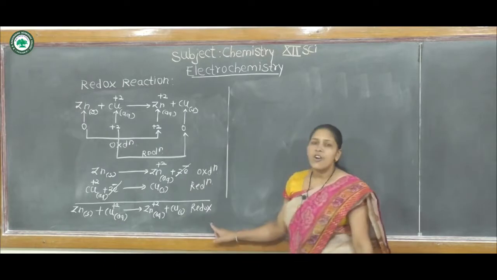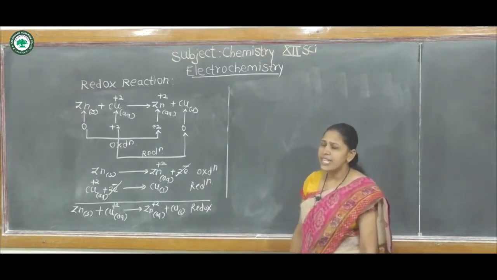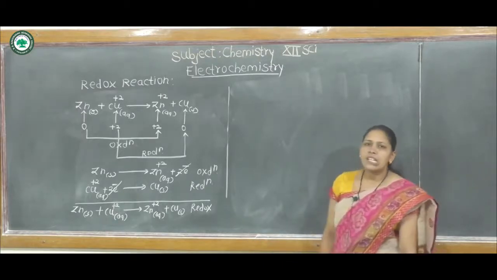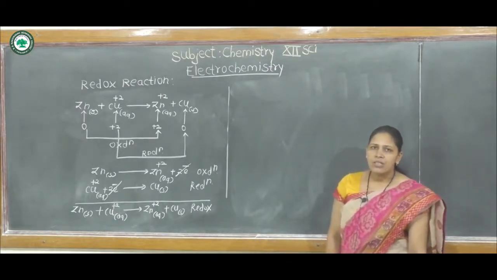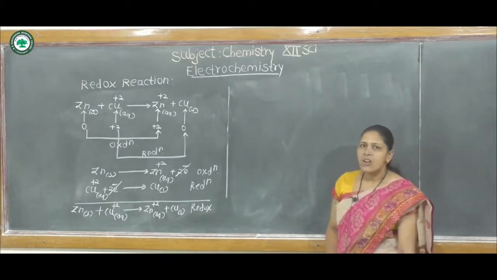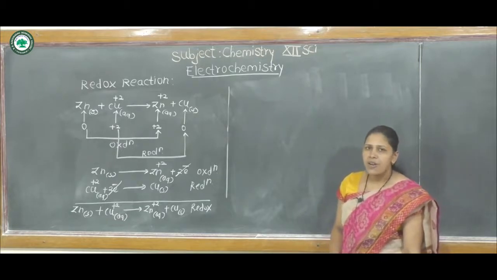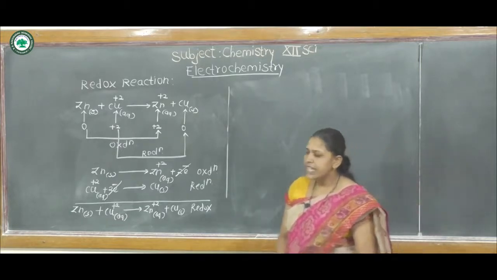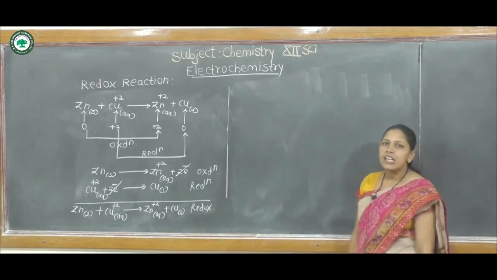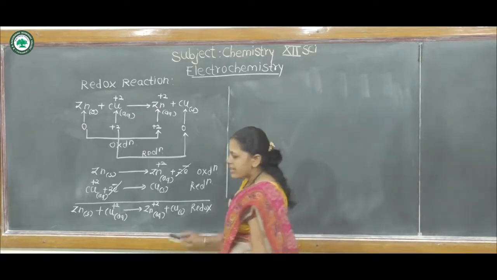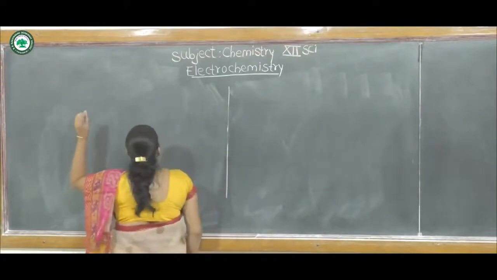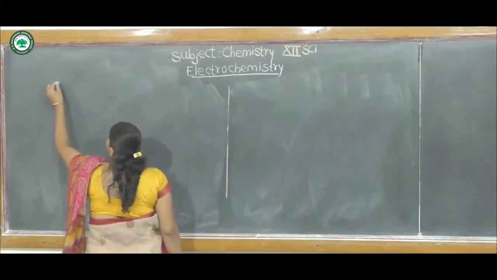In this way, redox reactions are very important in electrochemistry because in all electrolytic cells, reactions occur which are redox reactions. Therefore, this point is important while studying electrochemistry. Then next point is electrolytes and non-electrolytes.